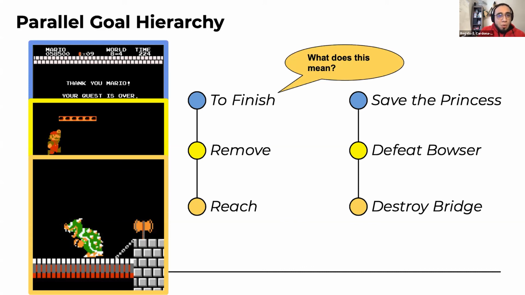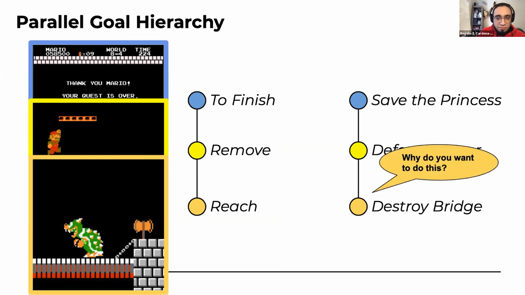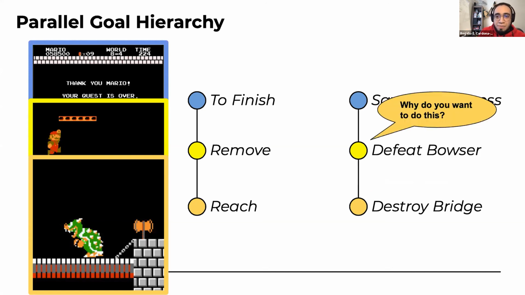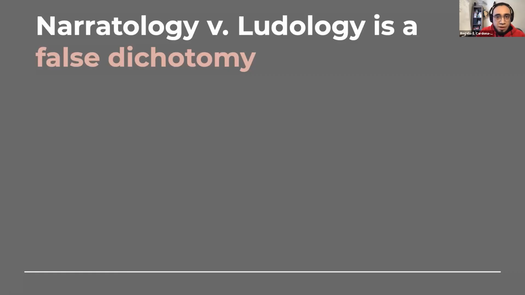Okay, so we have this parallel goal hierarchy. And remember, on the left-hand side, the ludological side, we asked, what does this mean to get at the lower levels? On the narrative side, you can comparatively ask, why do you want to do this? So you want to destroy the bridge. Why? Because you want to defeat Bowser. Why? Because you want to save the princess. And so you can navigate these hierarchies up and down depending on what side of the hierarchy you're on. Okay, that's it. That's the point of the paper.